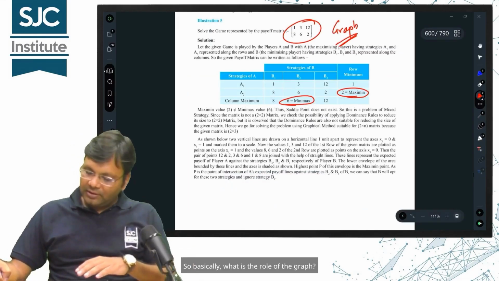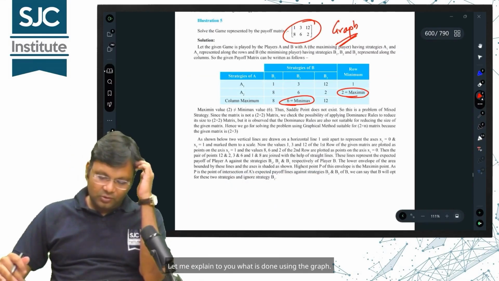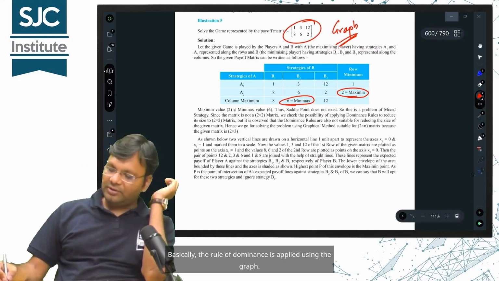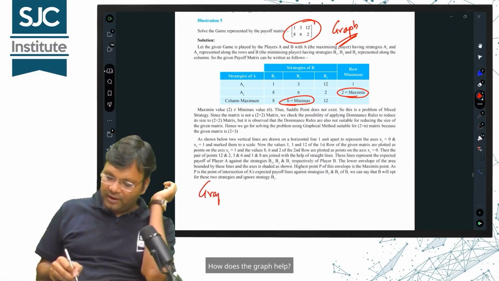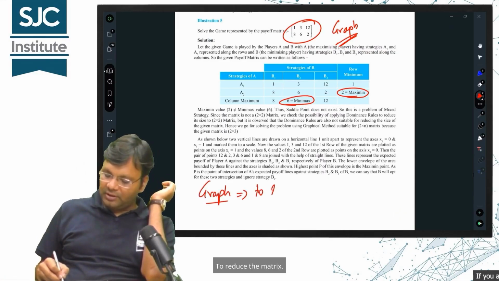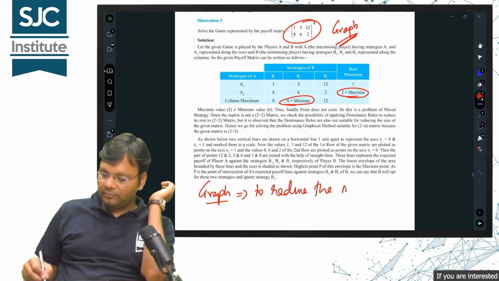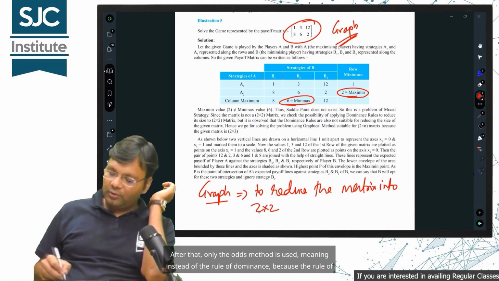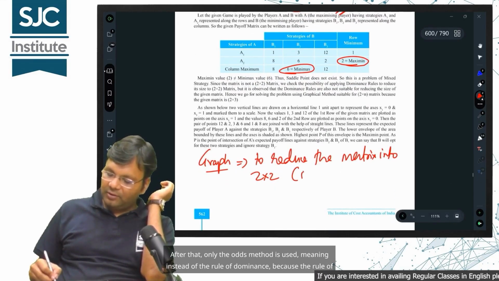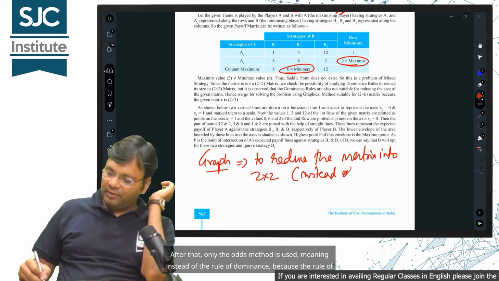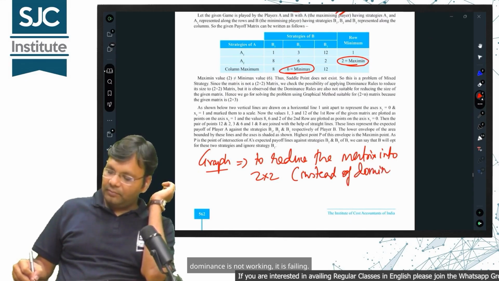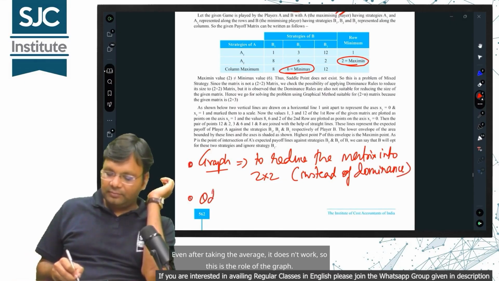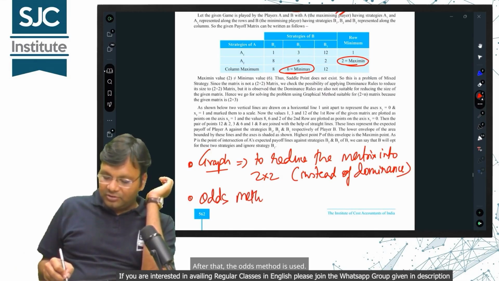So what is the role of the graph? Let me explain what is done using the graph. Basically, the rule of dominance is applied using the graph. How does the graph help? To reduce the matrix into 2 by 2. After that, only the odds method is used, because the rule of dominance is failing. Even after taking the average, it doesn't work, so this is the role of the graph. After that, the odds method is used.